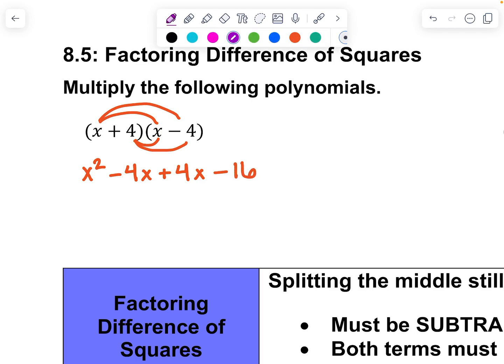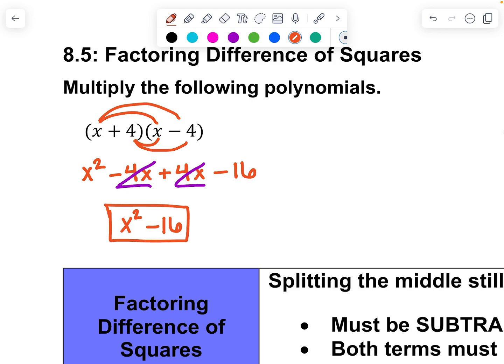We're going to go ahead and combine like terms in the middle. This is the part that we sometimes get tripped up by because we have to make sure that we see the negative 4x and the positive 4x. And negative 4 plus 4 gives us 0, which means these two are going to cancel out. We don't need to write 0x because all of the x's just go away there, okay? That means I'm only left with x squared and minus 16.